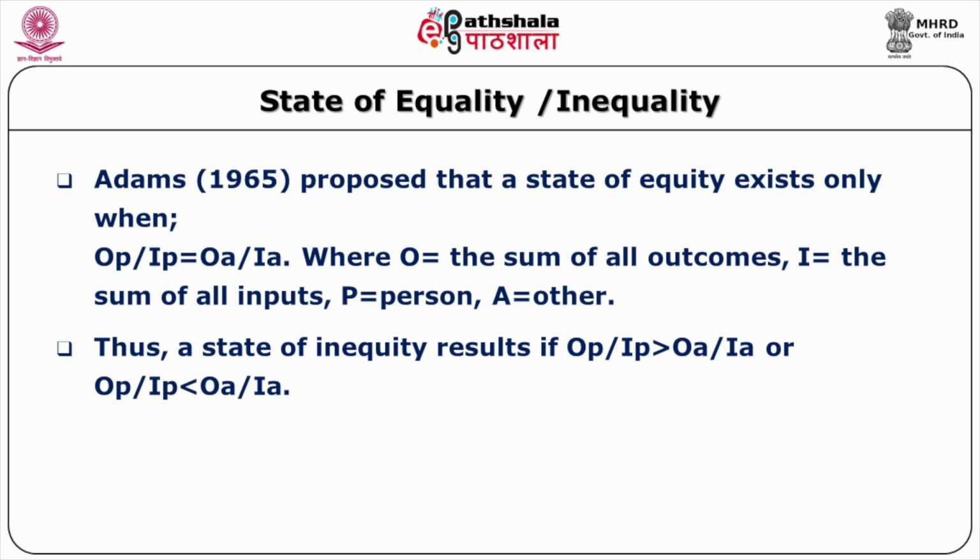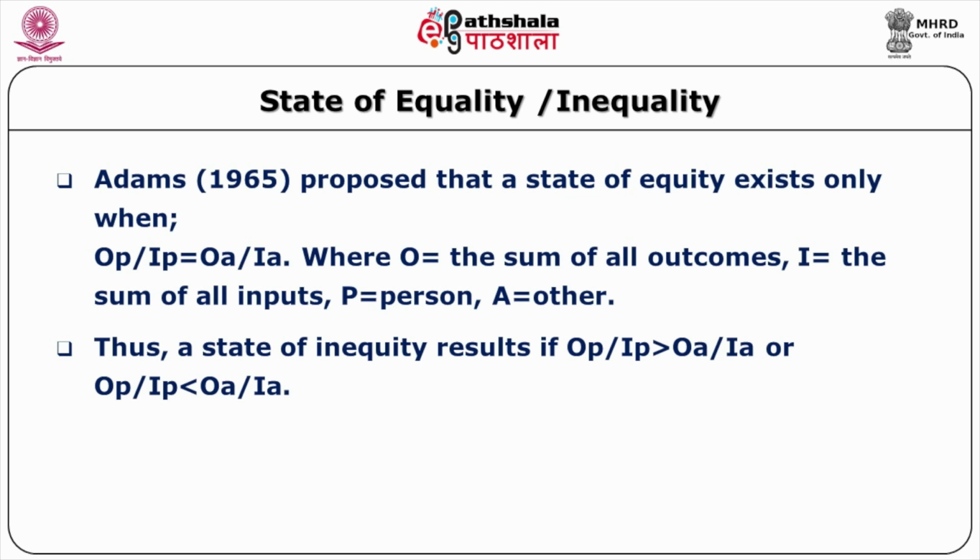To understand the balance of ratios of input and output on the basis of which equality or inequality arises, let us understand what O, I, A and P stand for. O stands for the sum of all outputs, I stands for the sum of all inputs, P represents the person himself or herself, and A represents the other person or persons, that is, the reference group or person with whom the individual compares self.